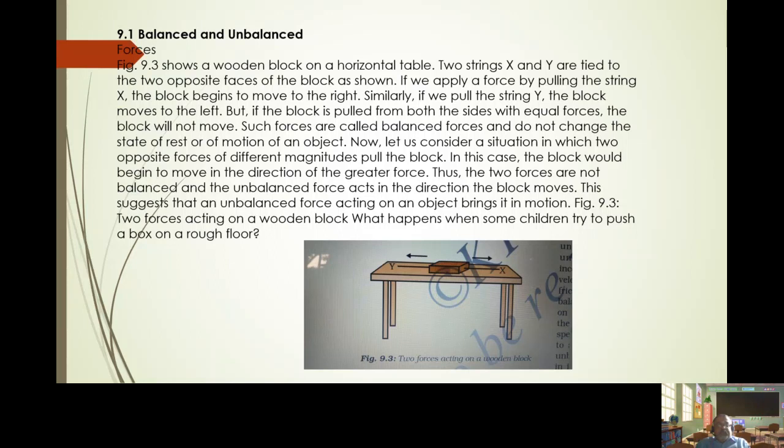Now let us consider a situation in which two opposite forces of different magnitudes pull the block. In this case, the block would begin to move in the direction of the greater force. Thus, the two forces are not balanced and the unbalanced force acts in the direction the block moves. This suggests that an unbalanced force acting on an object brings it in motion.